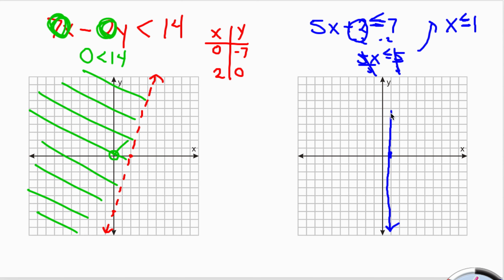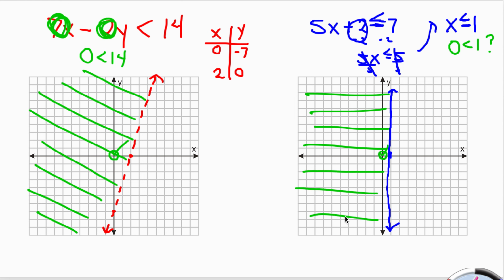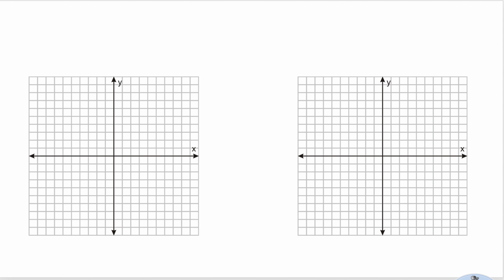And then I just have to decide which side to shade. Because I'm only looking at x's, I know this is the side that's less than. But if I wasn't thinking about that, I'd still plug in a 0 for an x and a y. Of course, I only have an x, and ask myself, is 0 less than 1? Yes, it is. So this is the side I shade. Okay, graphing linear inequalities.